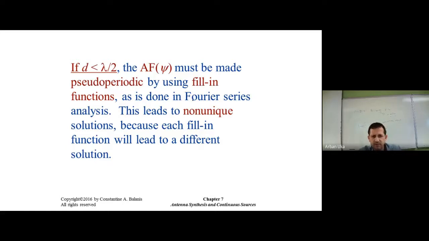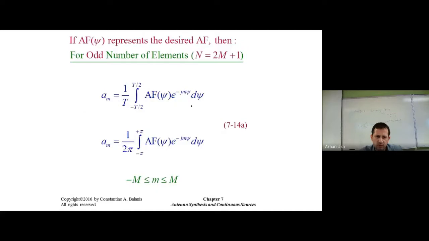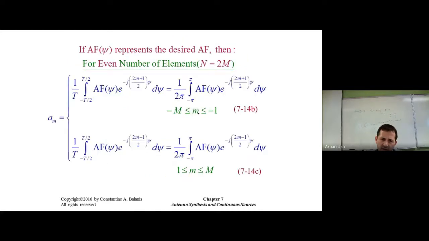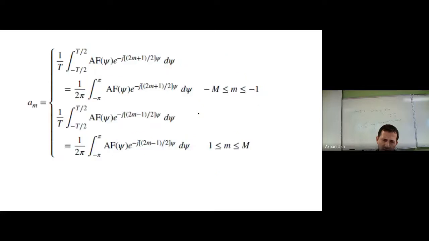Now, if d is smaller than half of the wavelength, the array factor in psi must be made pseudo-periodic by using fill-in functions, which is done in Fourier series analysis. Now, of course, this leads to non-unique solutions. What we mean with this, we can describe again later. But here we can simply see what should be the excitation coefficients of a specific antenna. So now here the coefficients using the Fourier transform design should be given by these two expressions, 7-14b and 7-14c.